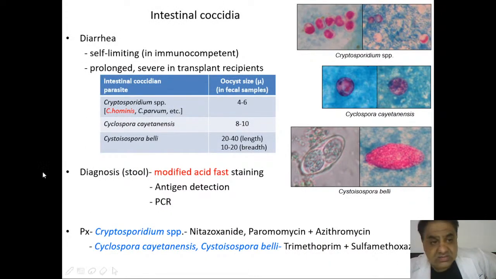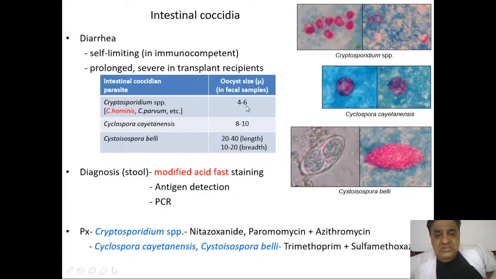Intestinal coccidia, especially Cryptosporidium, Cyclospora, and Cystoisospora, are important human pathogens in the transplant setting. We all know that the most common Cryptosporidium species in humans is Cryptosporidium hominis, not parvum. Parvum is the next most common. C. hominis is the most common human species, and then parvum. Wrongly, many books say parvum, that's very wrong.